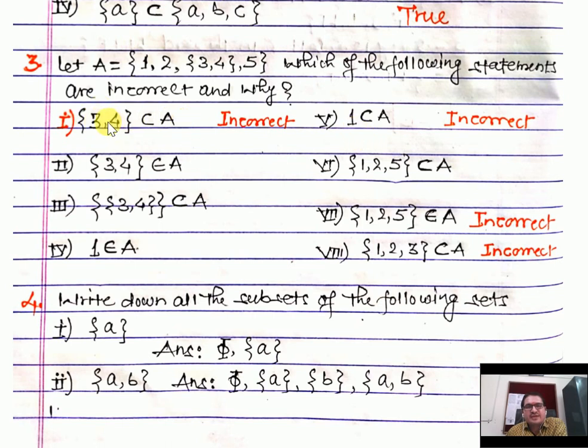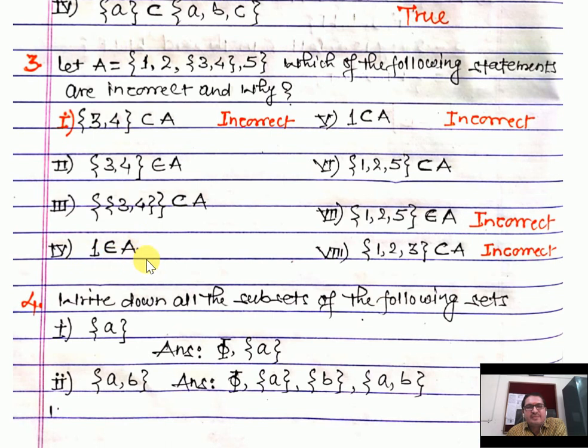You can write {3, 4} is an element of this. Look at your second part. This is correct. {3, 4} is an element of A. If you want to write {3, 4} is the subset, you have to put one more curly bracket. Third, {{3, 4}} is the subset of A. Yeah, this is the correct one. See, 2 curly brackets written over here.